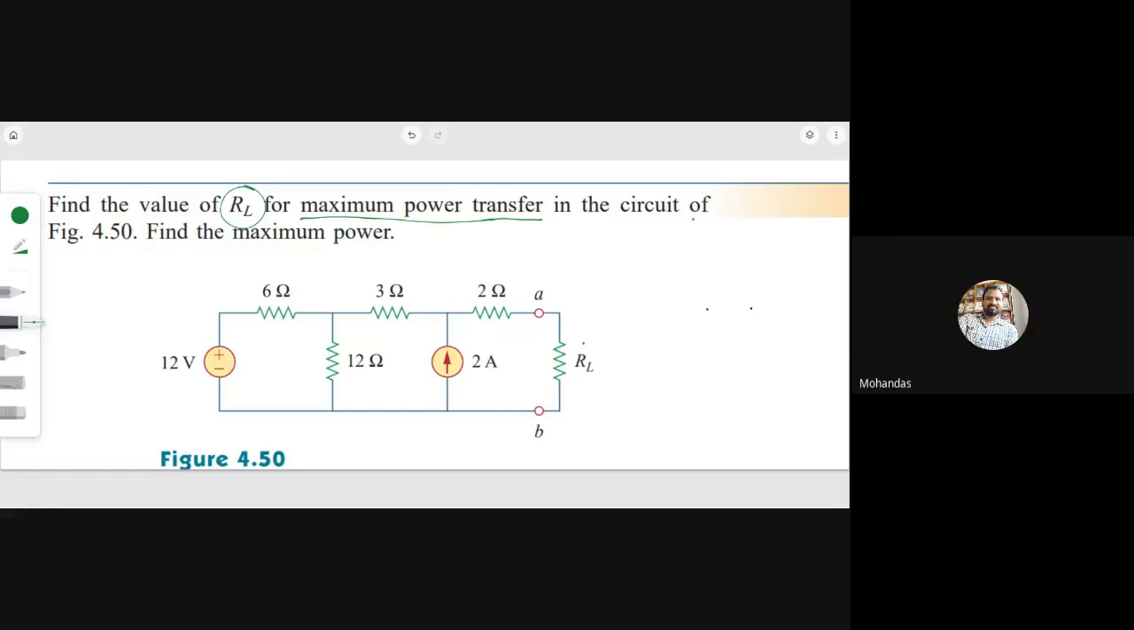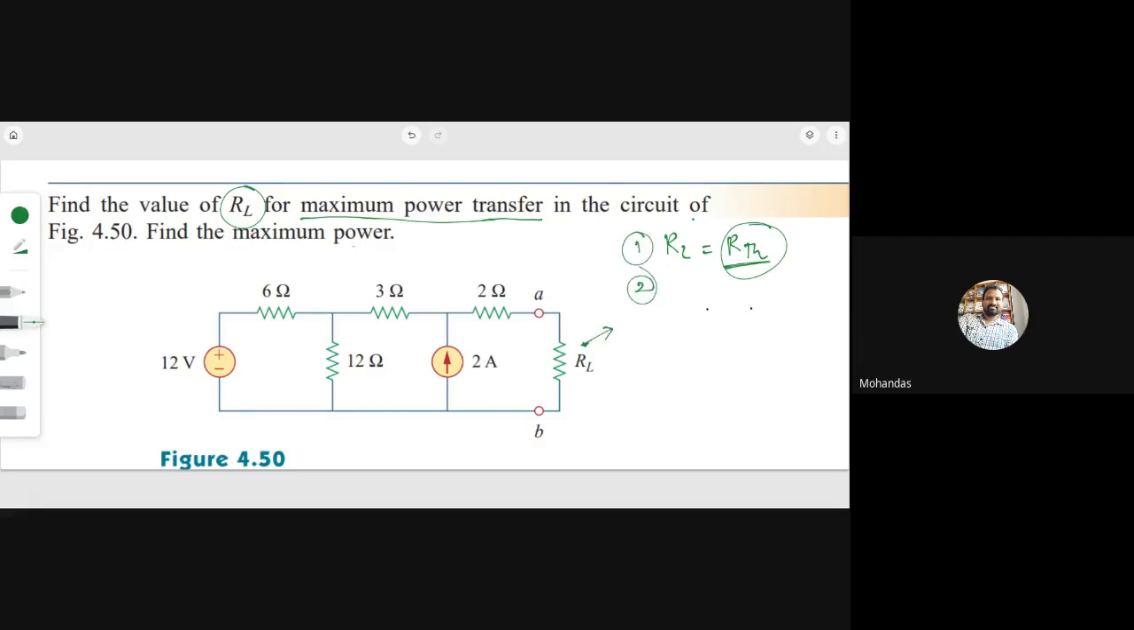Just now we derived, right? RL equal to R Thevenin. Yeah, that's it. RL equal to R Thevenin, we have to calculate. So we have to calculate the RL value. This is an unknown value, a variable value. That value should be equal to R Thevenin. Once we get the R Thevenin, then we can find the RL value. Okay, that is the first one we have to do.